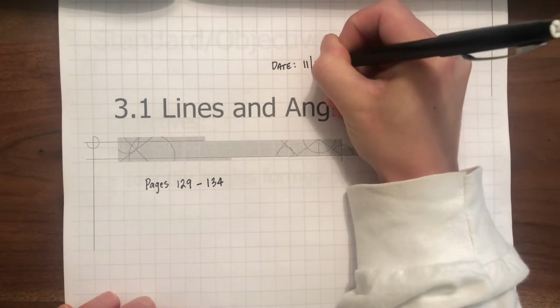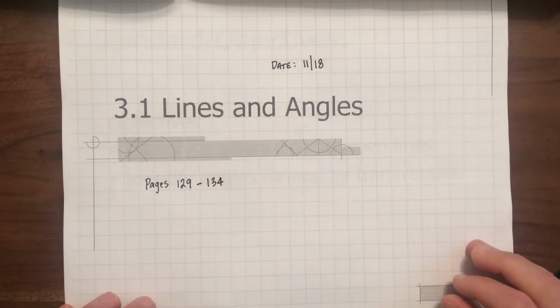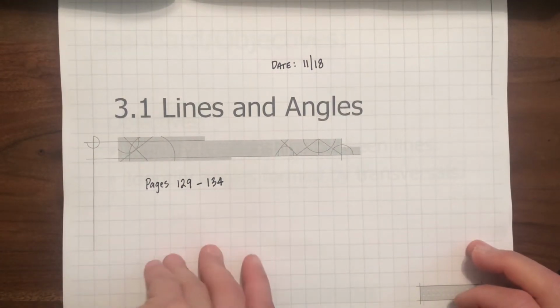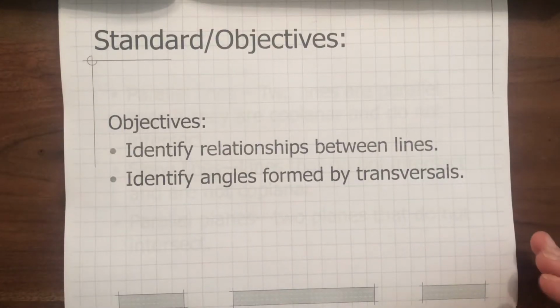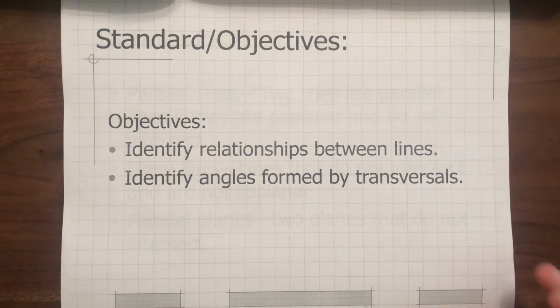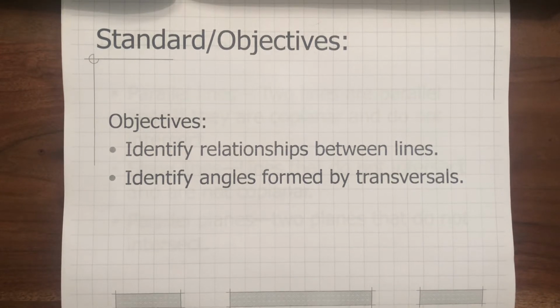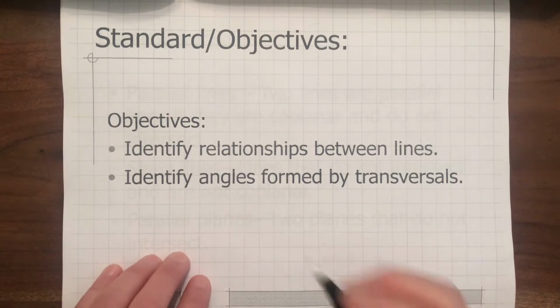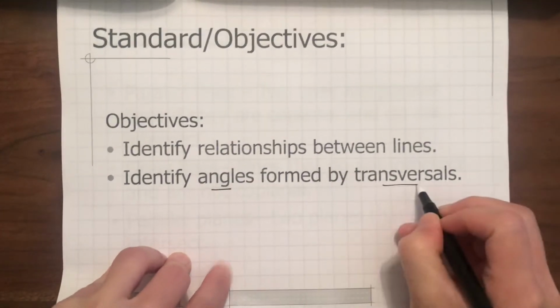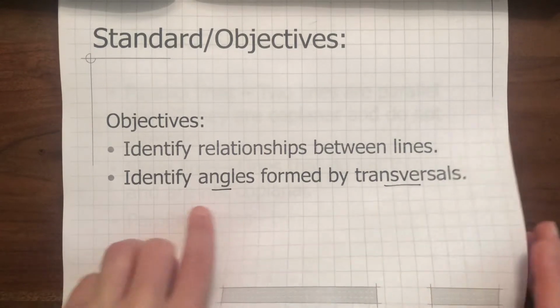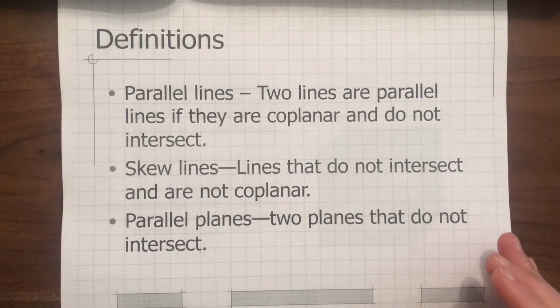It's November 18th. Okay, so let's go ahead and get started. We're going to do the entire section today. So our first objective is going to be identifying relationships between lines. So we're going to look at some lines in space, and we are going to identify those relationships, and then we're going to identify some angles formed by a transversal, and I'll explain what a transversal is to you in a few minutes. So let's go ahead and look at the first definition.